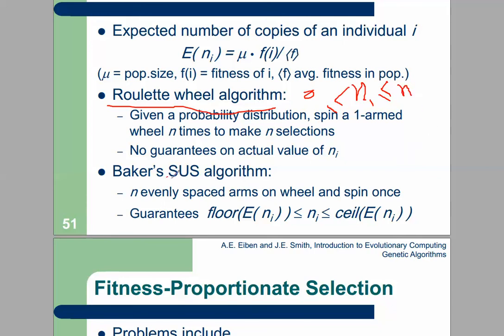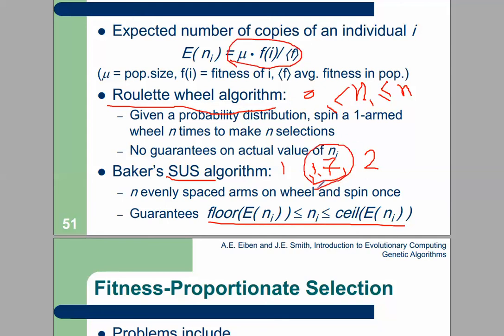But for the SUS algorithm, the number of copies is between floor of the expected value and ceiling of the expected value. For example, if the expected value is here, the floor of this value is 1 and the ceiling is 2. In other words, if this formula provides this value, the SUS algorithm provides 1 or 2 copies of those elements.